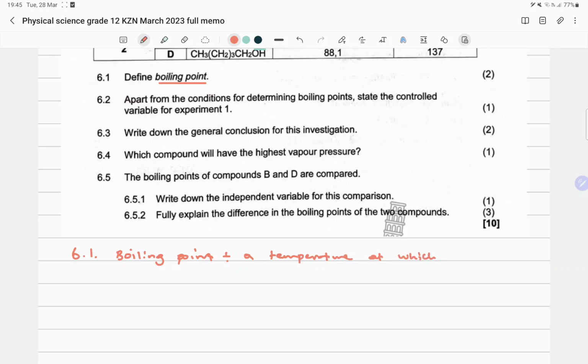So boiling point is a temperature at which the vapor pressure of a substance is equal to the atmospheric pressure.